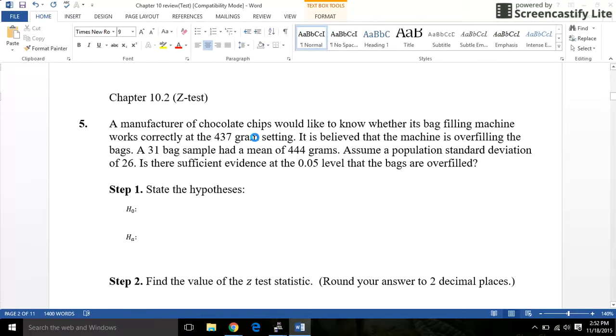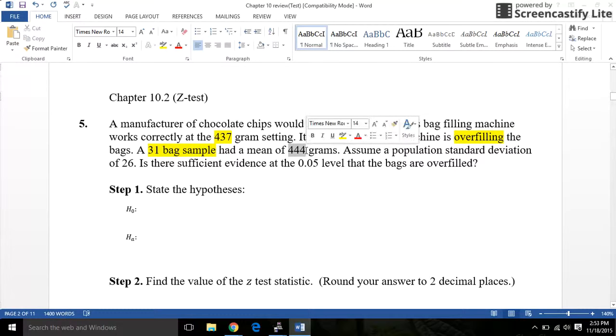A manufacturer of chocolate chips would like to know whether the bag filling machine is working correctly at the 437 gram setting. All right, so I'm going to highlight that. It's believed that the machine is overfilling the bags. That's another clue there. A 31 bag sample, so that's my sample, with a mean of 444 grams. Assume the population standard deviation is 26, and is there sufficient evidence at the 0.05 level? I have highlighted all the information that is important to me.